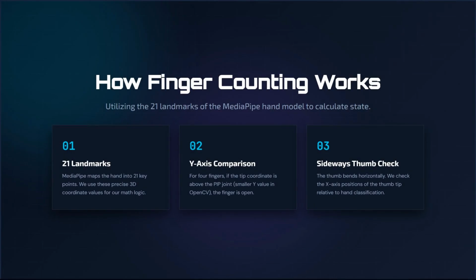Here is how it works under the hood. MediaPipe tracks 21 hand landmarks. For the index, middle, ring, and pinky fingers, we check if the tip is above the PIP joint. If the tip's Y-coordinate is smaller than the PIP joint's Y-coordinate, the finger is open. The thumb is different. It bends horizontally, so we check the x-axis coordinate relative to whether it is a left hand or a right hand. It's a simple coordinate comparison that costs virtually zero CPU time.